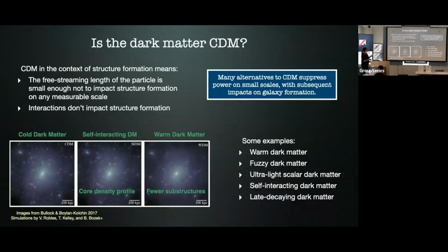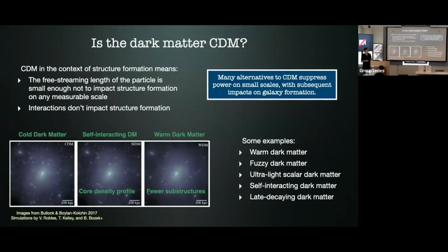But the approximation that we're making when we talk about CDM in the context of structure formation is basically that the free streaming length of the particle is small enough not to impact structure formation on any measurable scale, and also that any interactions that may exist between dark matter and normal matter, or between dark matter and itself, don't impact structure formation. So when I say CDM, that's what I mean.